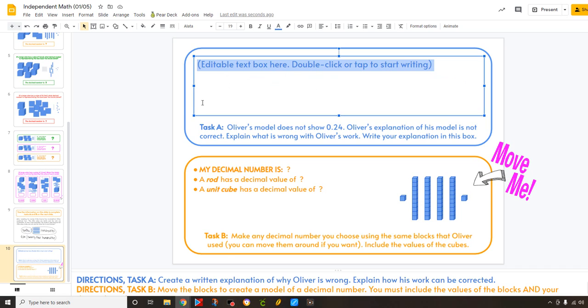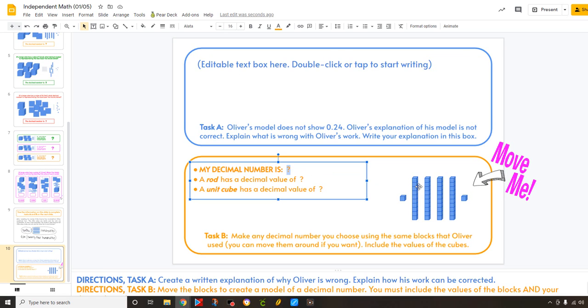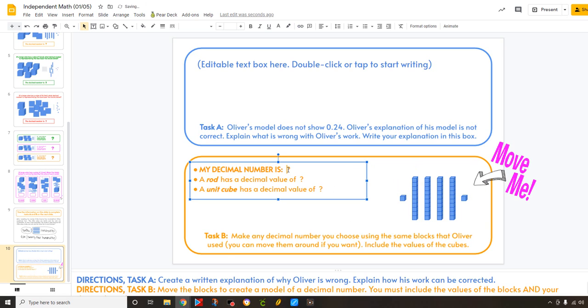So explain here with your words, and then here your job is to tell us what number you would make. You can make any number you want to based on these same 4 rods that he had and the same 2 little tiny blocks that he had. You can move them around and you can tell us what the decimal you're going to make here. Just go ahead and tell us it.